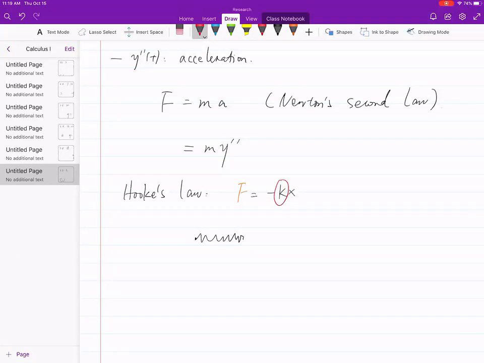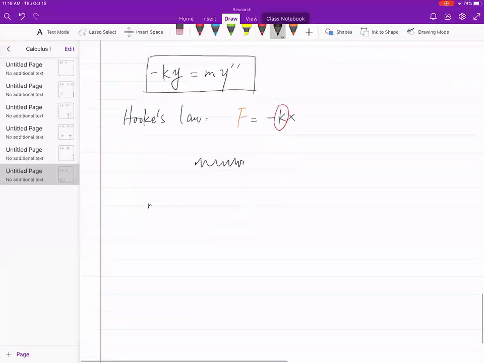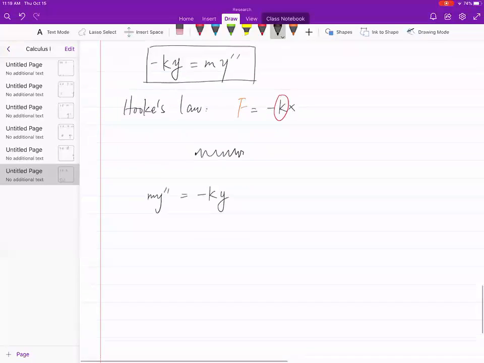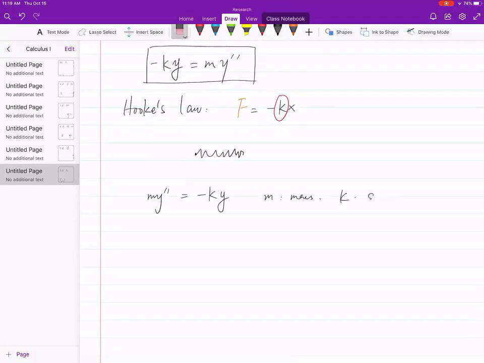Sounds good? With that in mind, let's just put negative k. Of course, we don't have x. We have y in this case, which represents how much this one is stretched or compressed. That's it. That's the differential equation for the spring mass system, where m represents the mass, and k represents the spring constant. Bigger k means stronger spring.